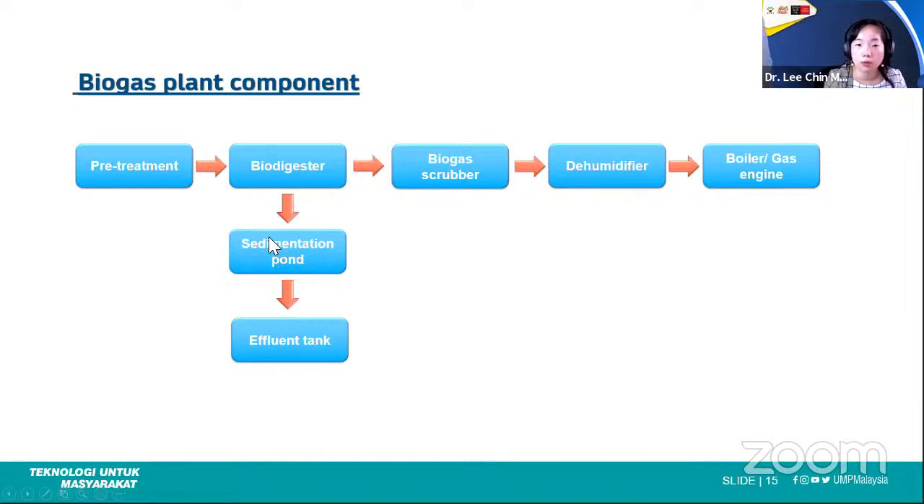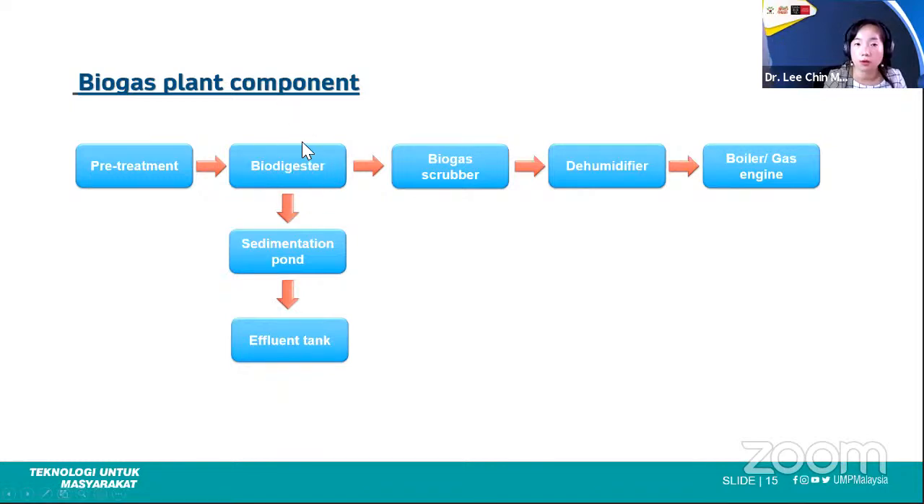So the POME will be transferred into this sedimentation pond to further bring down the COD and BOD. In this pond, the sludge will also be separated from the effluents. And in some of the palm oil mills, they use this sludge as fertilizer in their plantation. And once the effluents have reached the standard to be discharged, they can be discharged to the water source.